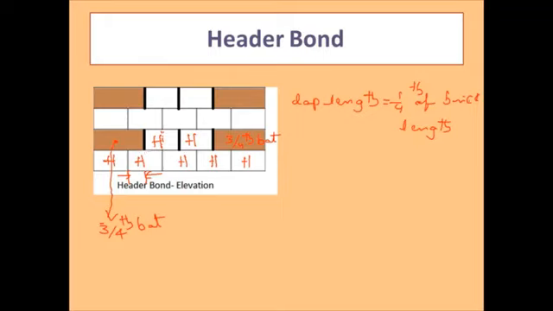Then using this bond, the thickness of the wall will be, since you are arranging headers here, how much? 19 centimeters. That is the one brick wall. Using this bond, you can construct only the one brick wall, and you cannot construct the 1.5 brick wall, 2 brick wall, 2.5 brick wall. These are not possible to construct. That's why again this bond is not useful for the construction of load bearing walls, but it is mainly used for the construction of the external walls.